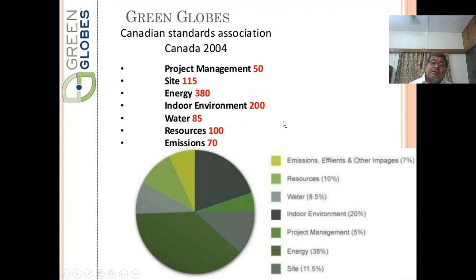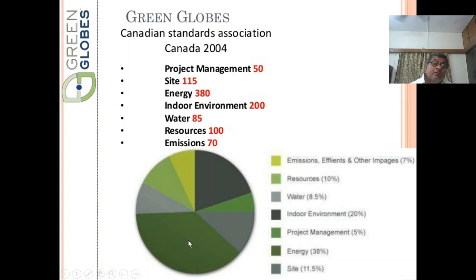Green Globes, from the Canadian Standards Association, was established in Canada in 2004. They have given 50 marks for project management, 115 for site, 380 points for energy, indoor environment 200 points, water 85, resources 100, and emissions 70. The weightage of these factors is given on a pie chart.